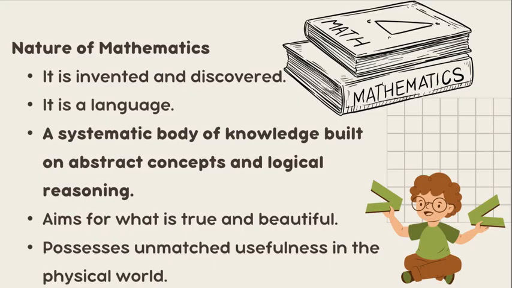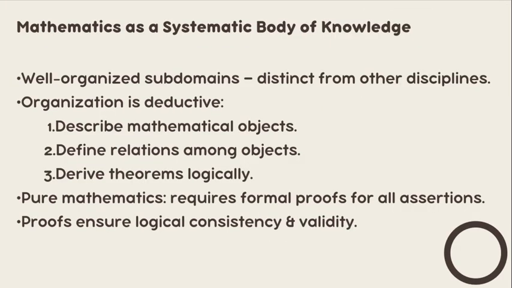Third, the nature of mathematics: it is a systematic body of knowledge built on abstract concepts and logical reasoning. Mathematics is a systematic body of knowledge, and there is a clear and distinct organization in the various subdomains of knowledge in mathematics that sets it apart from other intellectual disciplines.